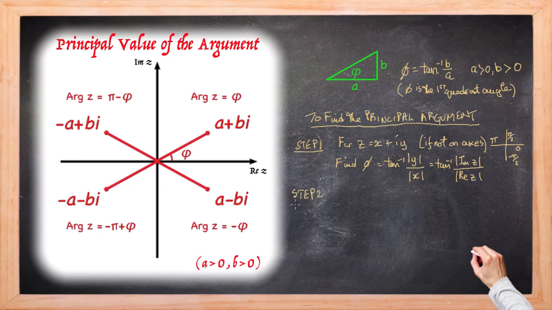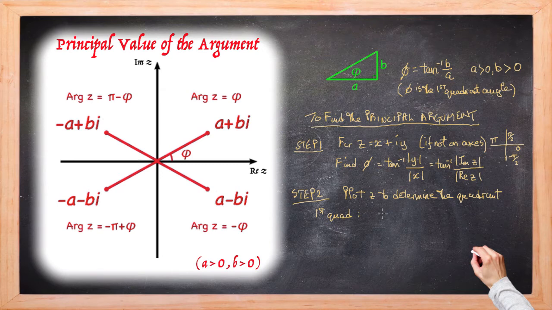And then step 2, how do we know where that complex number is? Well, let's just plot it and find out. It should be then obvious which of the quadrants we're in. And then we can use that first quadrant angle to find the principal argument. So if the complex number z happens to be in the first quadrant, then we've found the principal argument.